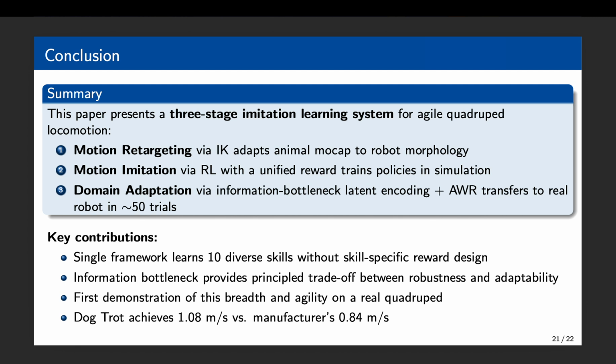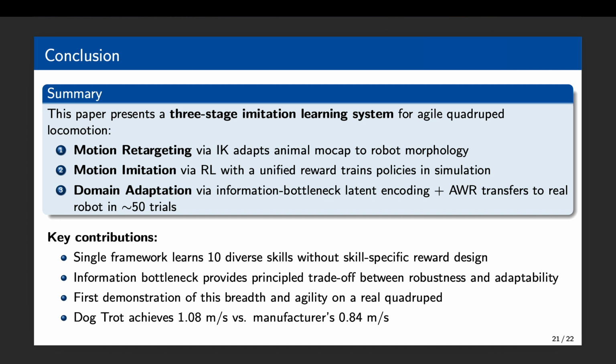To summarize, this paper makes three main contributions. The first one is a unified three-stage system, retargeting, imitation, and adaptation, that works for a wide variety of skills without skill-specific reward design. Second, an information bottleneck technique that provides a principled way to trade off between robustness to simulation variation and adaptability to new real-world dynamics.